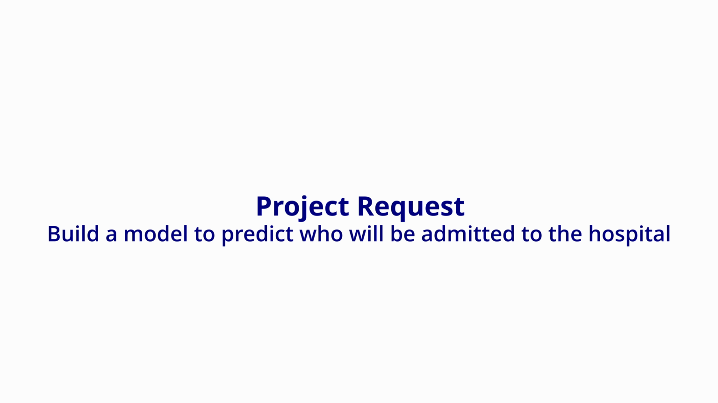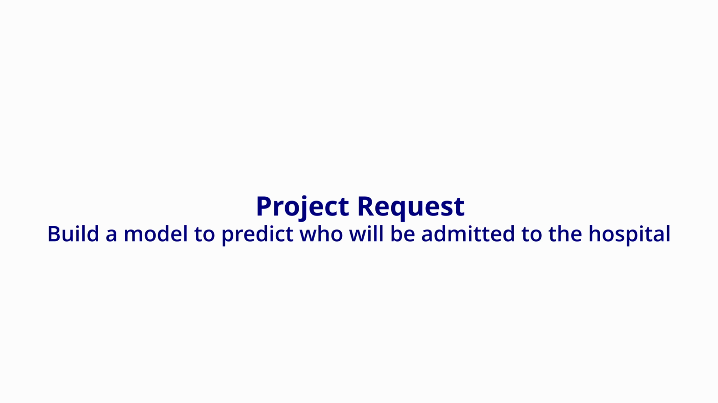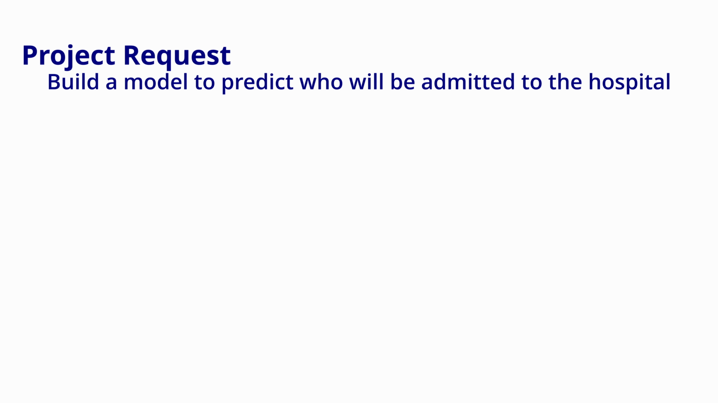For example, a data scientist working in a health insurance company might receive a request to build a model to predict which customers are likely to be admitted to the hospital. Those customers would then receive care intervention to prevent their admission. This project request might sound straightforward enough, so the data scientist jumps right into building the model, only to realize after completing it that there are actually two types of admissions.